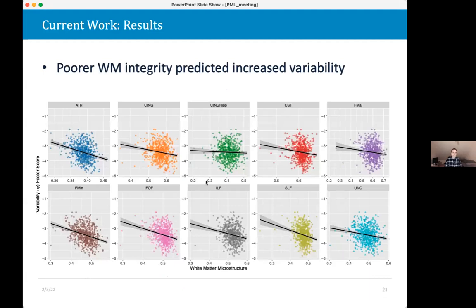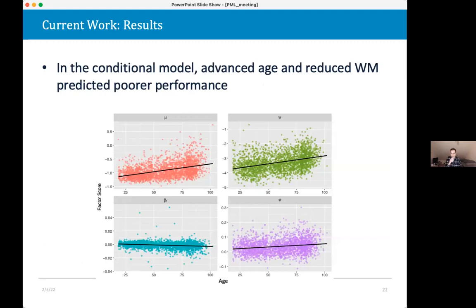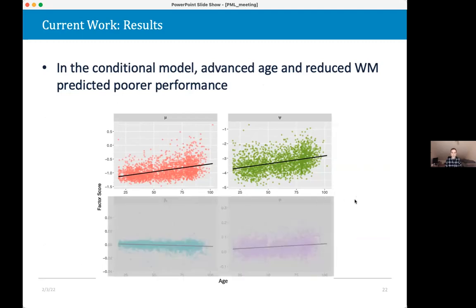So if we plot white matter integrity against the predicted variability across the 10 different tracts, there's a negative relationship in all of them except for in the cingulum hippocampal tract. So it's directionally similar, but does not reach significance. But this is pretty consistent evidence that white matter fractional anisotropy is negatively related to performance. And then this is just for age. So we have the positive effect of age on the mean and variability here. And then these two effects are also not significant.